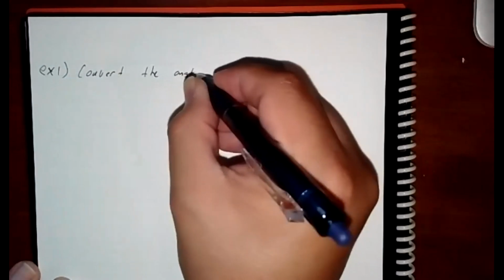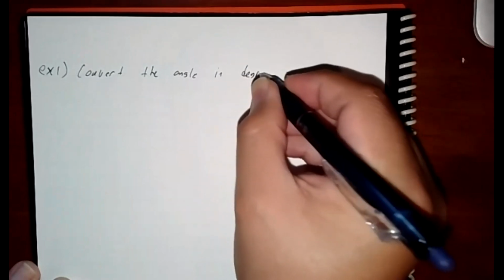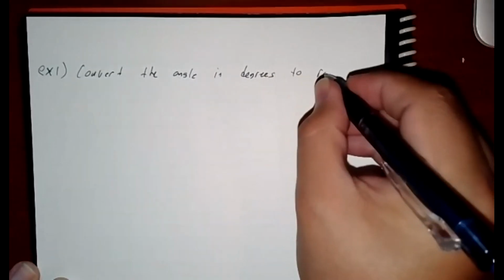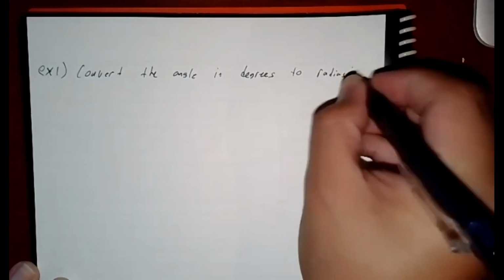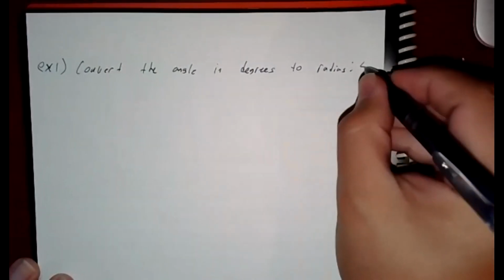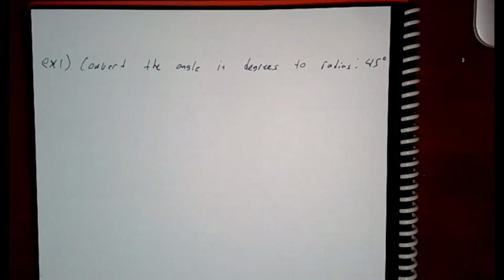Convert the angle in degrees to radians. So let's start off pretty simple. The question would be 45 degrees. So change that into radians. Whenever you use formulas to find arc length or area, etc., you need to be using radians because degrees is not really a true unit.